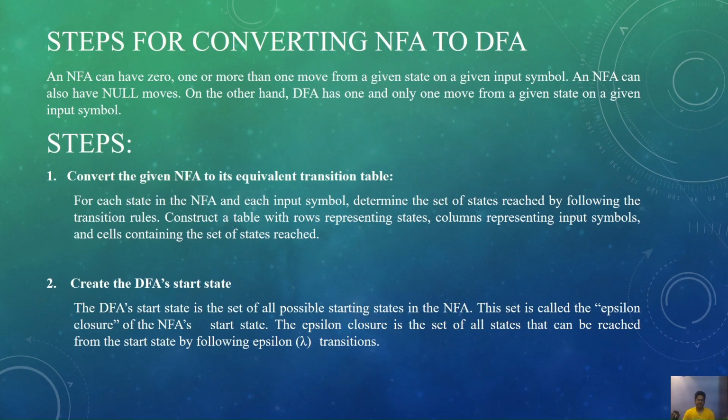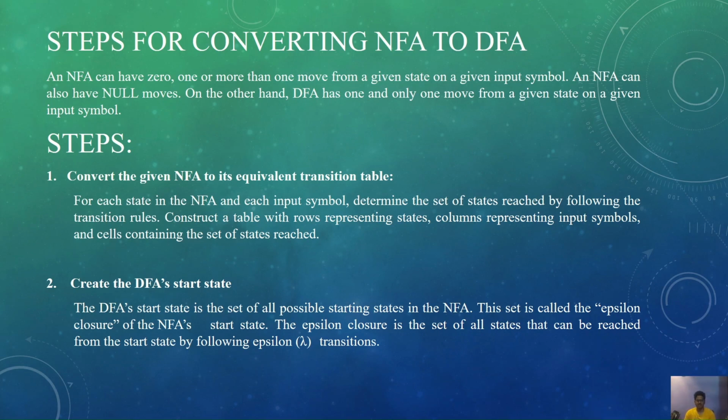So the steps for converting NFA to DFA. The NFA can have 0, 1 or more than one move from a given state on a given input symbol. An NFA can also have null moves. On the other hand, DFA has one and only one move from a given state on a given input symbol. So the steps. Step 1.